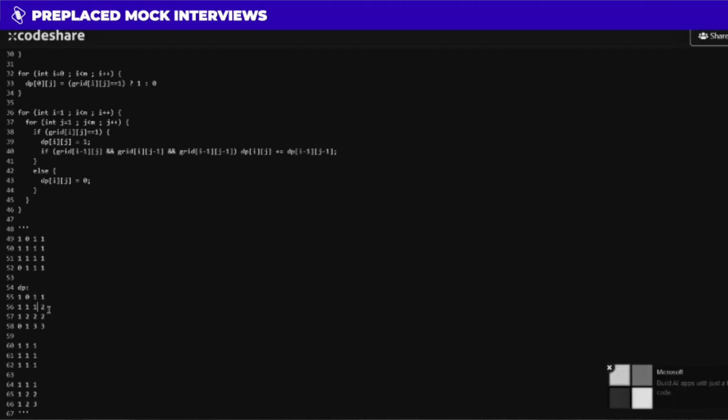So that should be the minimum of them plus 1. So this should be 1. That would be the maximum length square which I could form from that position.